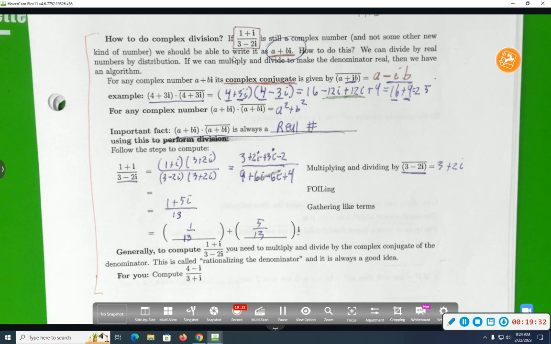So, is there demand to go through one more example of complex division? Given that I'm definitely asking you to do complex division in the homework. All right, people feel confident? Nice. All right, then.